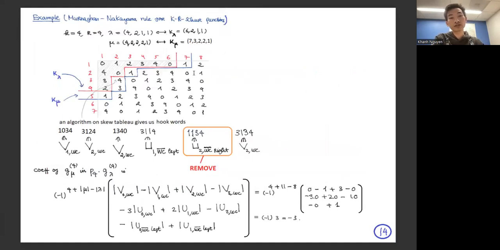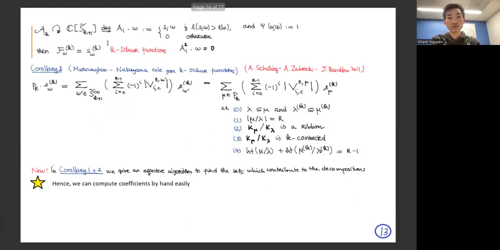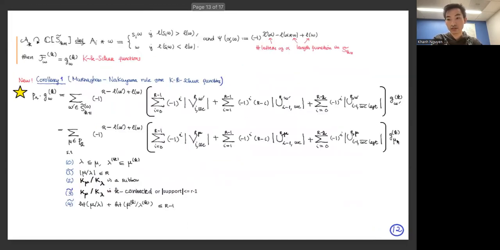So for example, I will give you some application of the theorem and visualize the algorithm to compute the coefficient here. So I consider k equal 4 and r equal 4. And now I suppose that I want to know the Murnaghan-Nakayama rule for the k-k-Schur function with partition lambda equal (4, 2, 1, 1). And I suppose that the partition mu equal (4, 2, 2, 1) appears in the Murnaghan-Nakayama rule. And I want to compute the coefficient of J_mu^k in the Murnaghan-Nakayama rule.